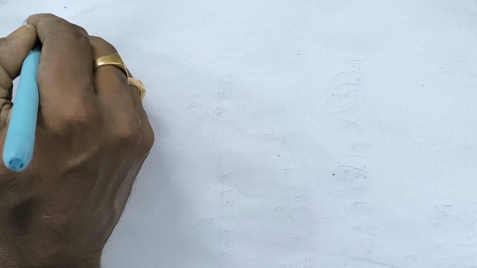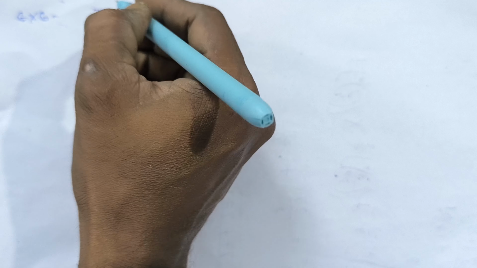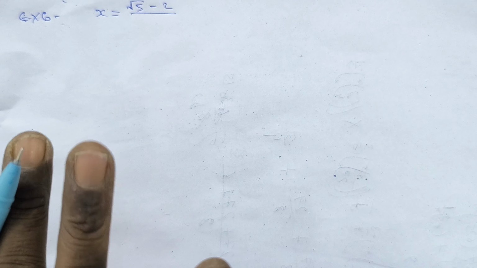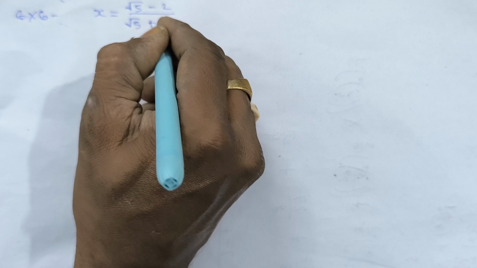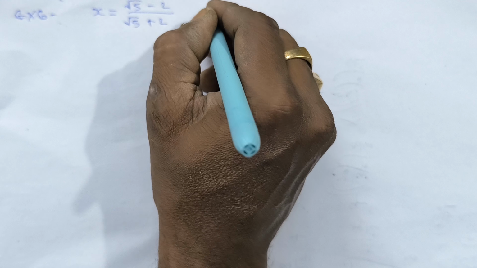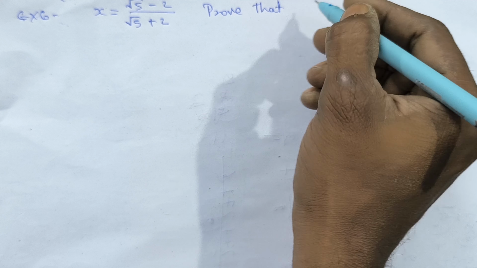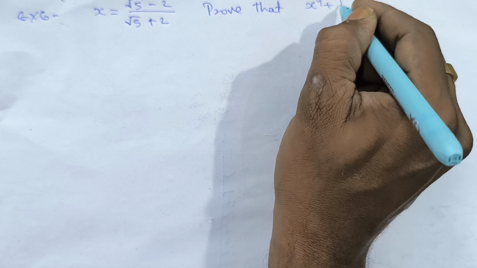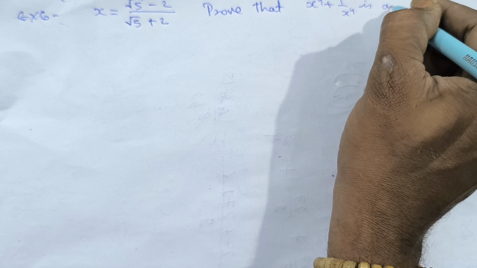Example 6. X equal to root 5 minus 2. We are able to see root 5 plus 2. So prove that x power 4 plus 1 upon x power 4 is an integer.